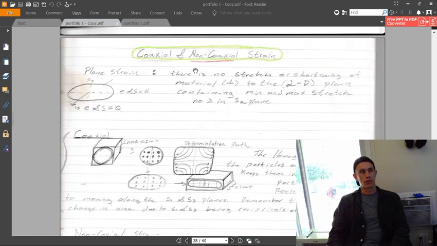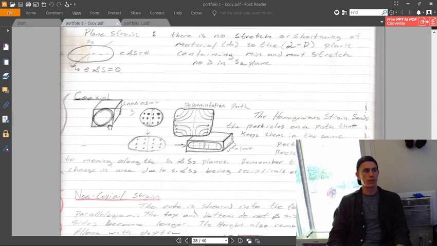So coaxial and non-coaxial strain. Plane strain, there is no stretch or shortening of material perpendicular to the two-dimensional plane containing minimum and maximum stretch. So no change in the S2 plane. S1 is the one that goes under the biggest stretch, and S3 is the one that goes under the compression, and S2 is the z-axis that goes straight through the middle. So when there are changes in S1 and S3, there's usually no changes in S2. That's pretty much what this is saying.